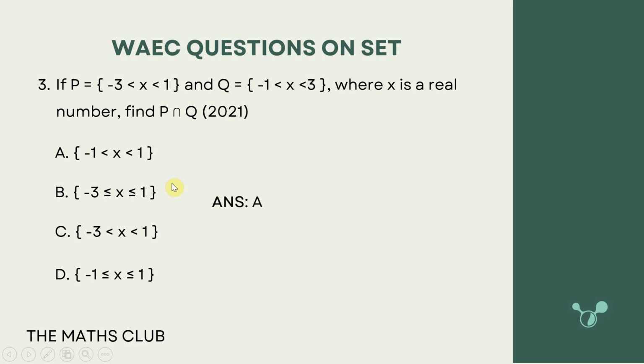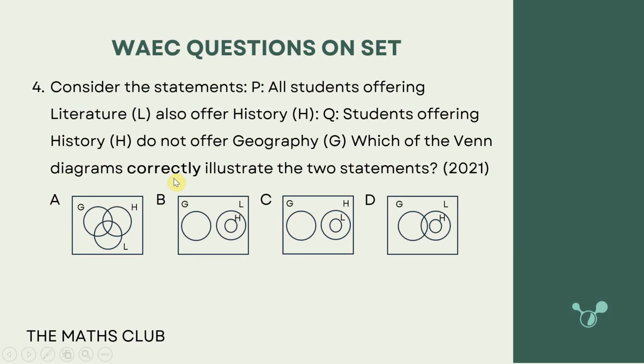Great. Now the next question is saying that we should consider a statement P and a statement Q. These are more of logical statements. I think the next topic we're going to be covering is logical statements, but it also has to do with sets. So you see this particular question here. Statement P says all students offering literature also offer history, and statement Q says students offering history do not offer geography. It now asks which of the Venn diagrams correctly illustrates the two statements. This is taken from 2021.